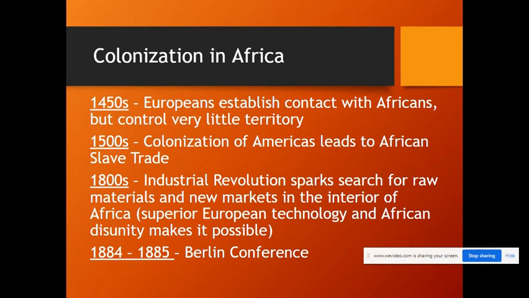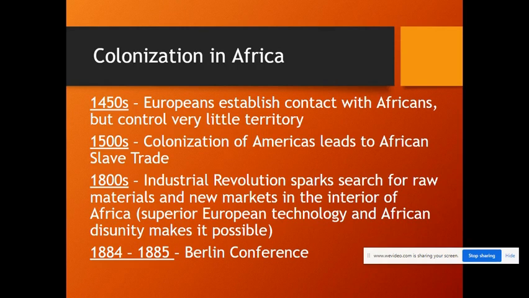The Industrial Revolution, which was the beginning of manufacturing, sparked the search for raw materials and new markets in the interior of Africa. And with that, Europeans got really interested in the raw materials and the wealth in raw materials in Africa. And by that point, superior European technology and African disunity made it possible to conquer many parts of Africa.